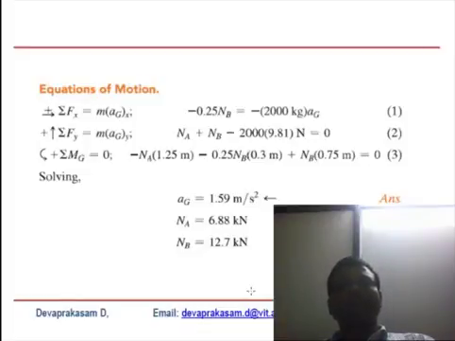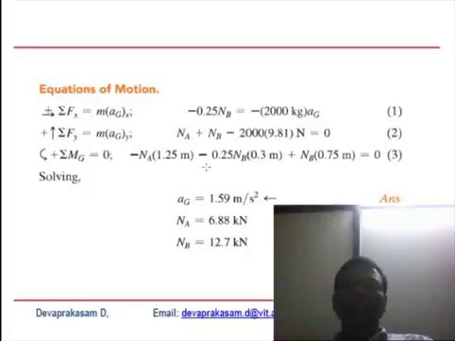So if you solve that, you will find out the moment at G. You can take a moment at A or moment at G. It depends, you can also take moment at B, whichever converges quickly. So the moment at G is given by NA, the normal reaction, times 1.25 m minus 0.25 NB into 0.3 m plus NB into 0.2.